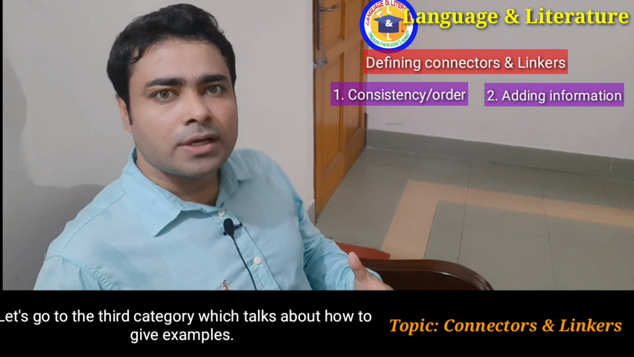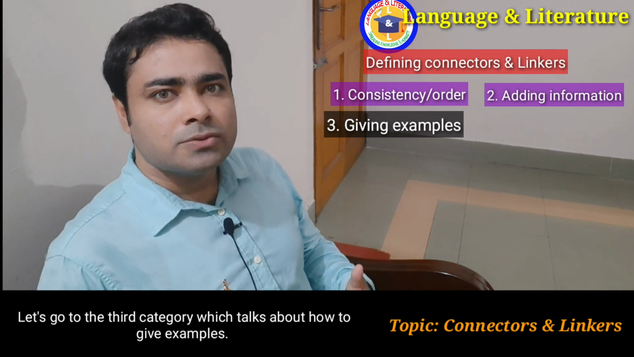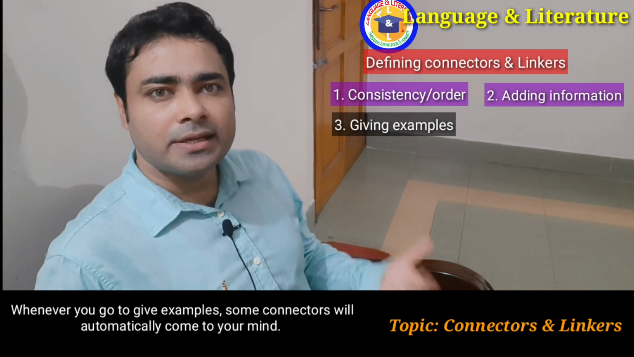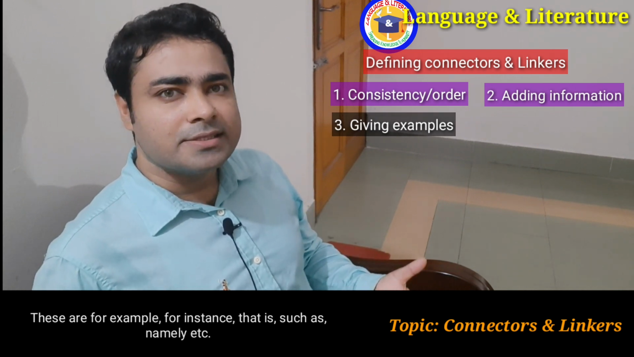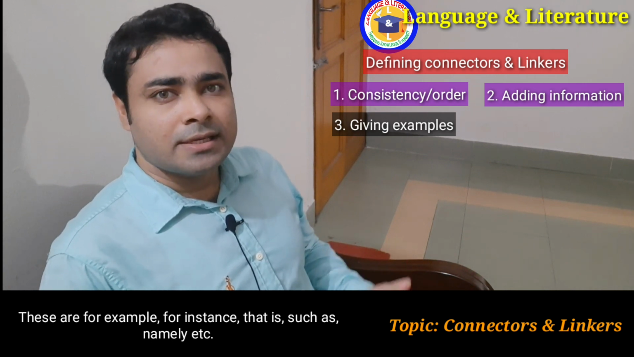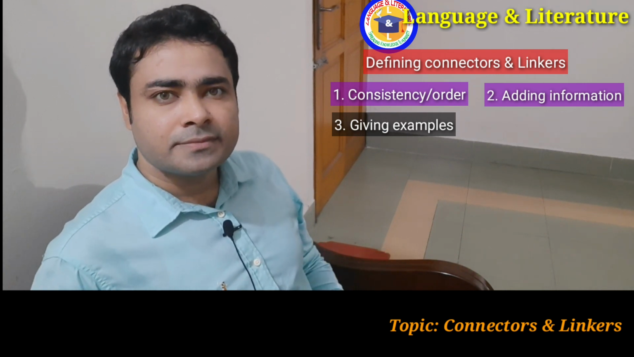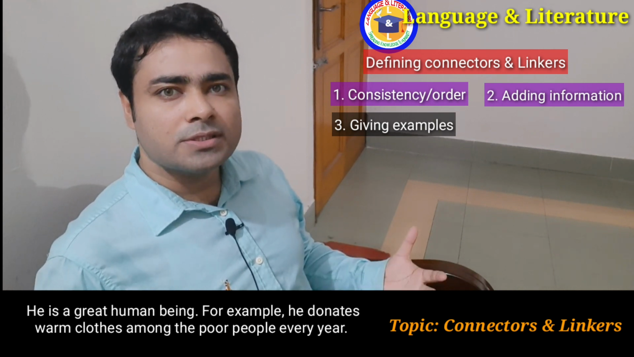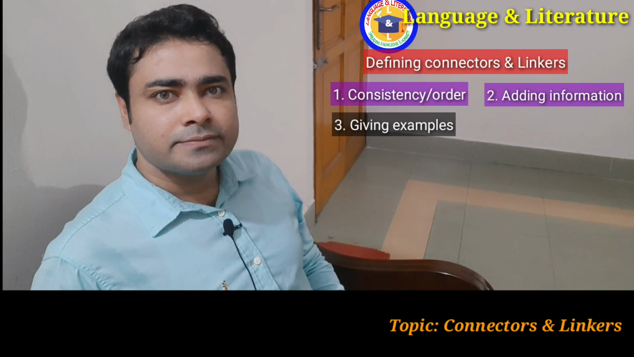So let's go to the third category, which deals with how to give examples. Whenever you give examples, some connectors automatically come to your mind, and these are for example, for instance, that is, such as, namely. He is a great human being. For example, he donates warm clothes among the poor people every year.